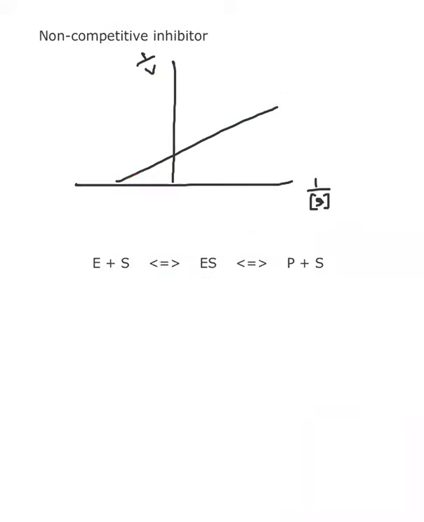So the last inhibitor is the non-competitive inhibitor. So where does it bind? Non-competitive inhibitor also binds at the enzyme, but it can bind either to the free enzyme or to the enzyme substrate complex. And this is not the active site of the enzyme, it's another site, so it doesn't compete with your substrate. Your substrate can still bind to the enzyme, correct?